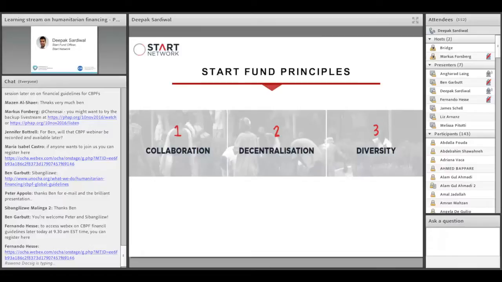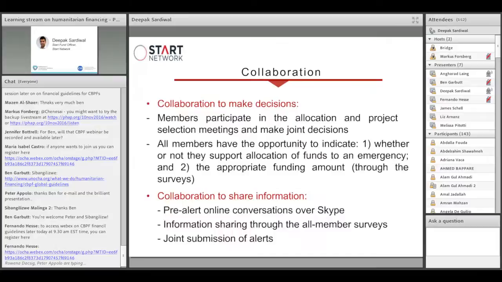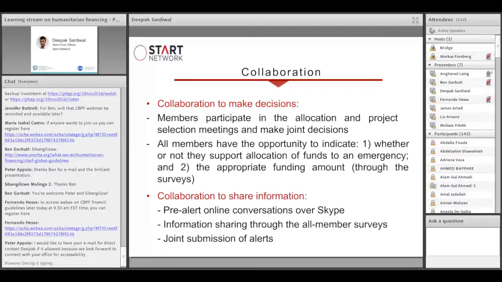We very much believe that as a network, we can achieve more together than any single organization acting alone could accomplish. And we provide platforms to enable collaborative approaches. So, collaboration in terms of making decisions. It's the START Network members that participate in the allocation and project selection meetings to make joint decisions. In those allocation meetings, a decision is made on whether to provide funding to an emergency. And in those project selection meetings, decisions are taken on which projects to fund.